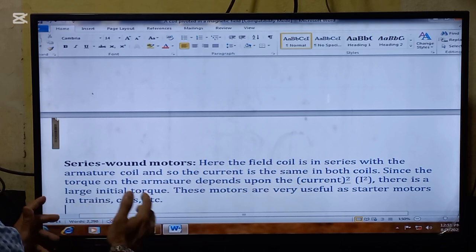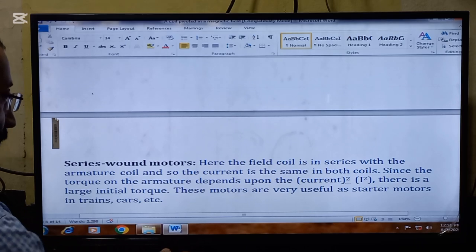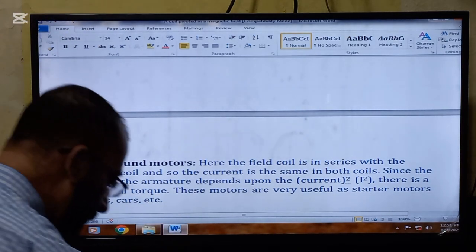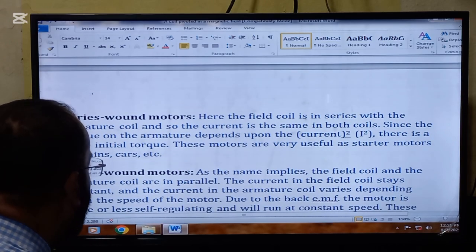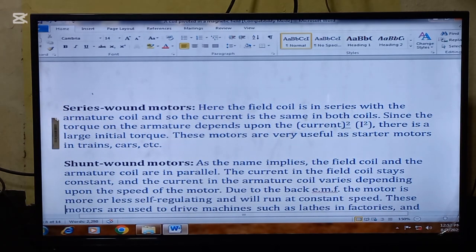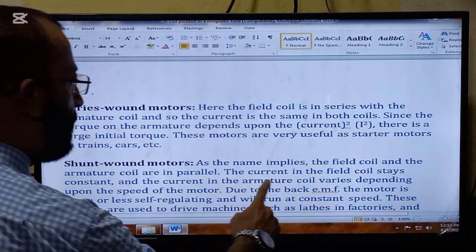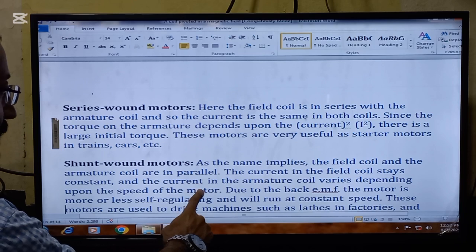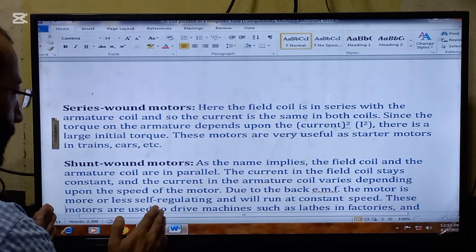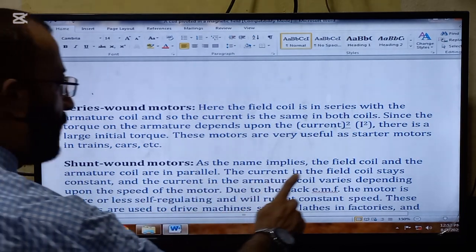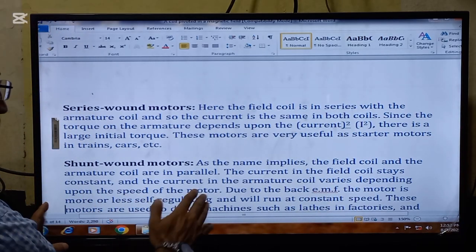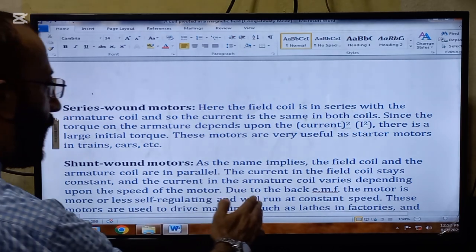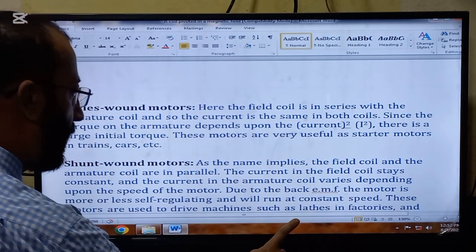So this kind of motor is actually required in heavy machinery. These motors are very useful as starter motors in trains, cars, etc. The next type of motor is shunt wound motors. As the name implies, the field coil and the armature coil are in parallel. So the sign of this kind of motor is that the field coil and the armature coil are in parallel. The current in the field coil stays constant and the current in the armature coil varies. So this is another point to be remembered.